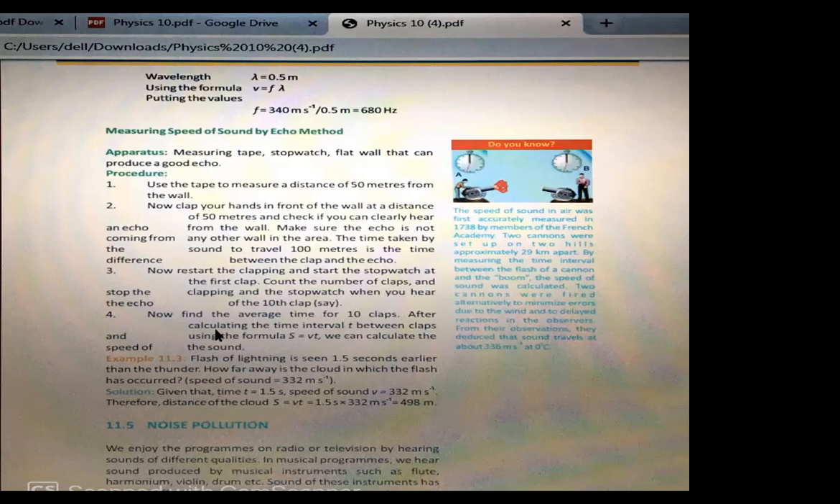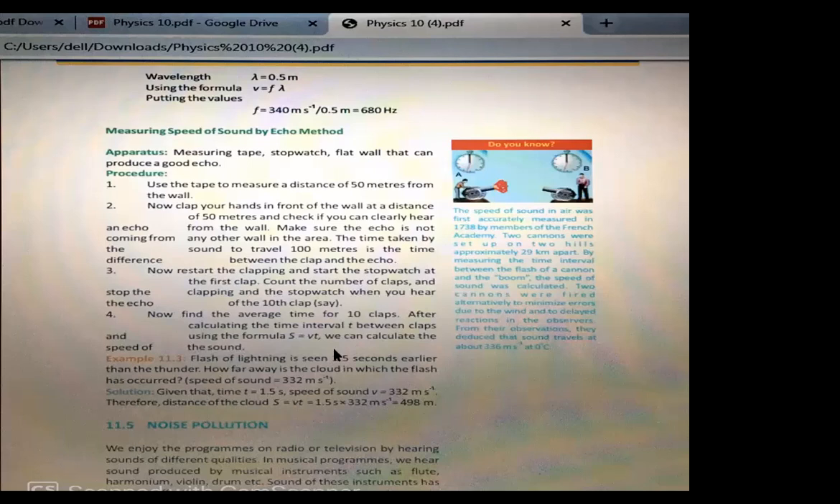After calculating the time interval between the claps, using the formula S is equal to Vt, we can calculate the speed of sound. You are familiar with this formula because we have read this in ninth class book. S is equal to Vt. Since we know the S and t, we can calculate the V, speed of sound.